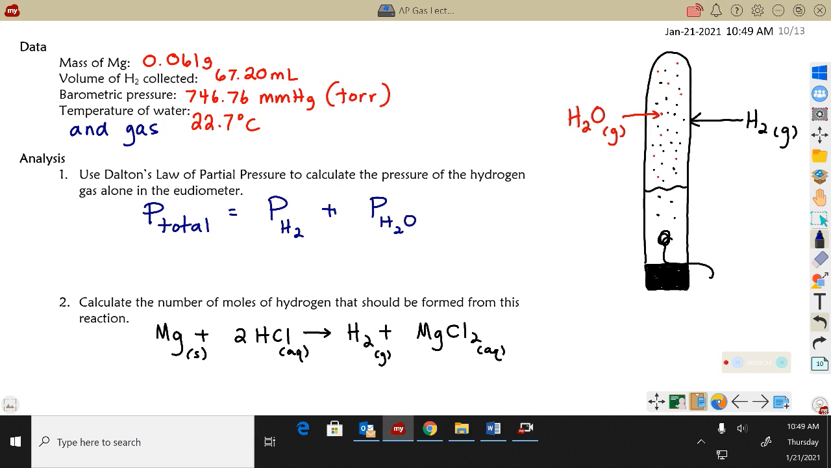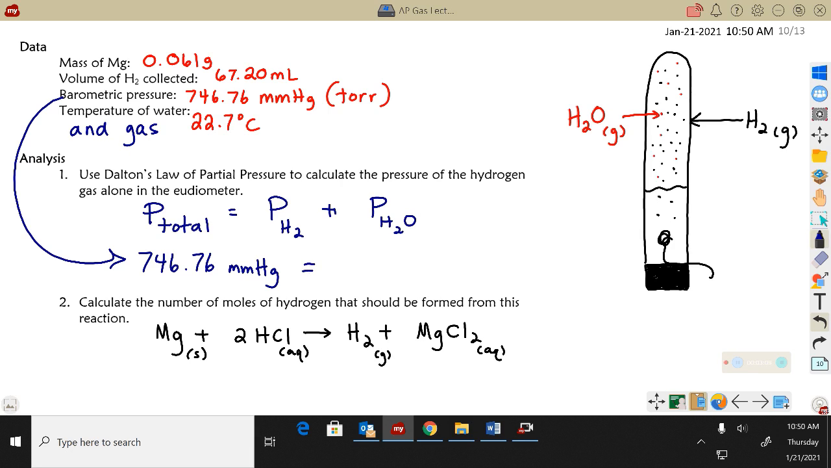And so we've got 2 gases in that upper compartment. I want just the pressure of the hydrogen. That's the gas I'm studying. The barometric pressure is always known as the total. And if this were a free response question, they would just tell you the total pressure, or atmospheric or barometric pressure. Here it's 746.76 millimeters of mercury.